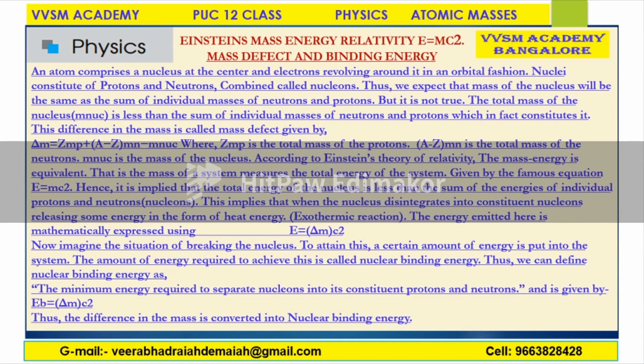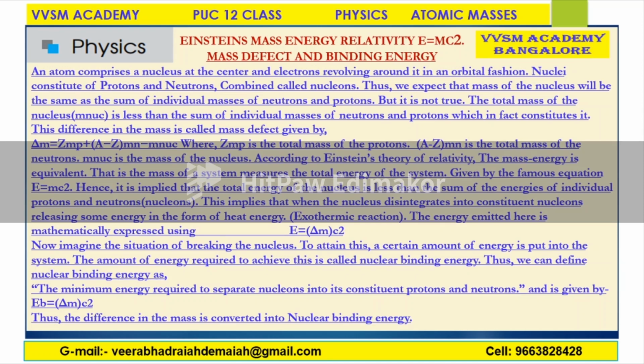Well, an atom comprises a nucleus at the center, with electrons revolving around in orbitals. Nuclei constitute protons and neutrons, combined called nucleons. Thus, we expect that the mass of the nucleus will be the same as the sum of the individual masses of neutrons and protons. But it is not true. The total mass of the nucleus is less than the sum of the individual masses of neutrons and protons which constitute it. This difference in mass is called mass defect.